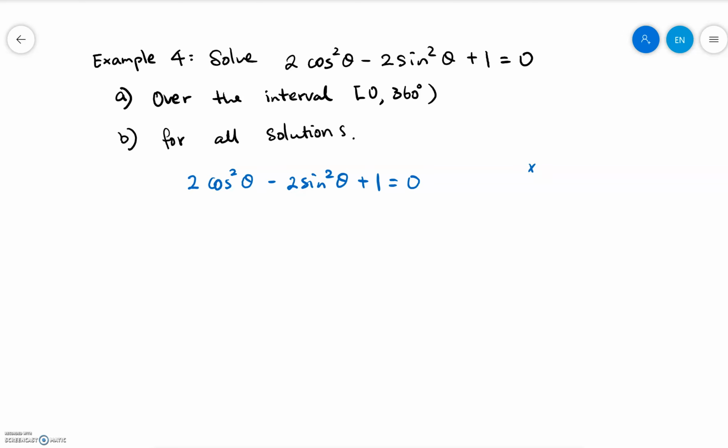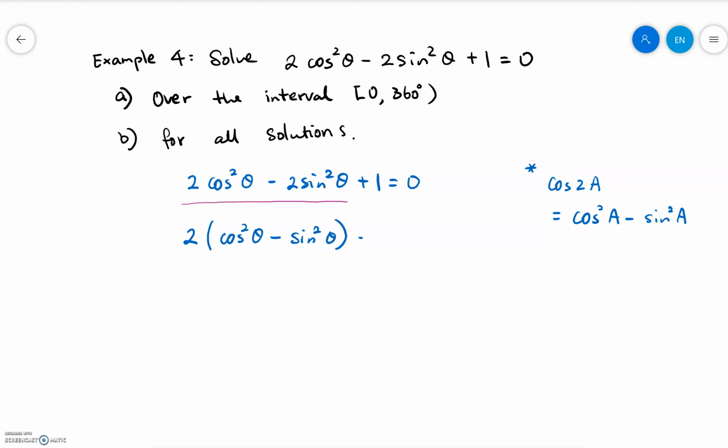formula. So the double angle formula says cosine of 2a equals cosine squared of a minus sine squared of a, where I have a very similar expression except both terms are multiplied by 2. So first I'm going to factor out the 2 and get 2 times cosine squared of theta minus sine squared of theta, plus 1 equal to 0. Now I can replace cosine squared theta minus sine squared theta with cosine of 2 theta, plus 1.